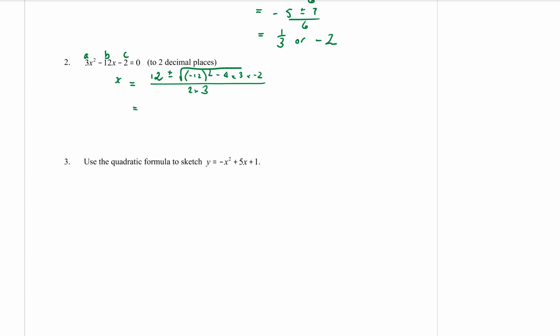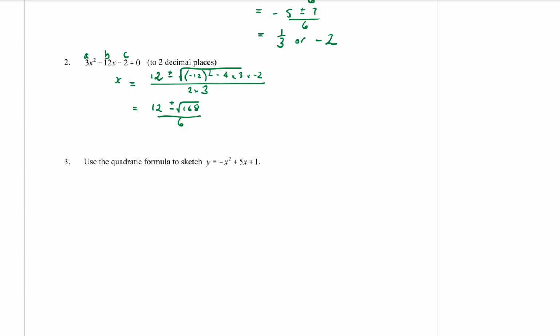Like I did last time, I'm going to simplify the third part first. So just typing in the stuff underneath that square root sign, you will get 168. So 12 plus or minus square root of 168 over 6. Now, square root of 168 is not a nice number, so we are going to have to go to a decimal here, or we could leave it exact.